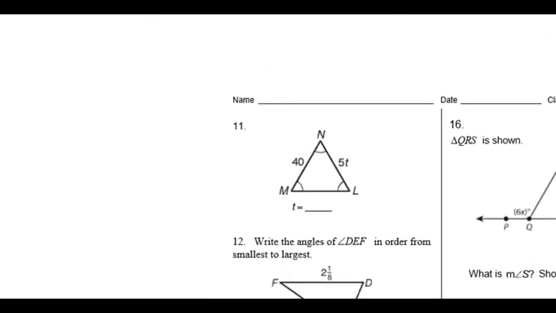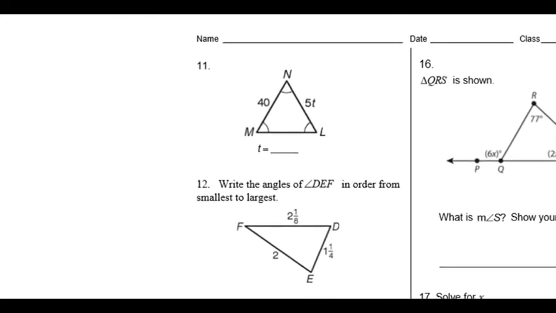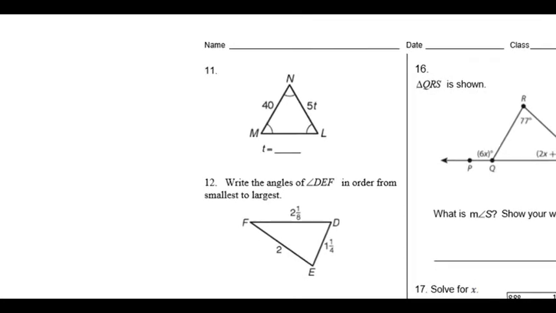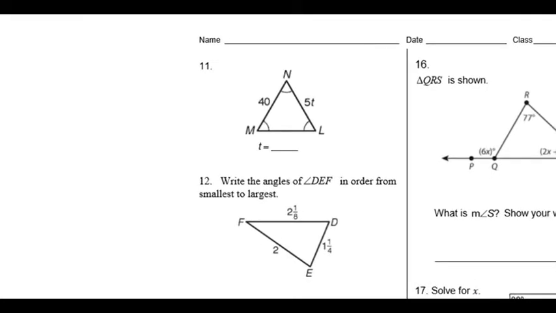Page 2. Let's start with number 11. This is an equiangular triangle, which is also at the same time an equilateral triangle. If all of my angles are congruent, then so are my sides. That means that I now know that 5t is actually equal to 40, and I can set up an equation. So 5t equals 40. Divide by 5 on both sides, t equals 8. That's all I needed to know.